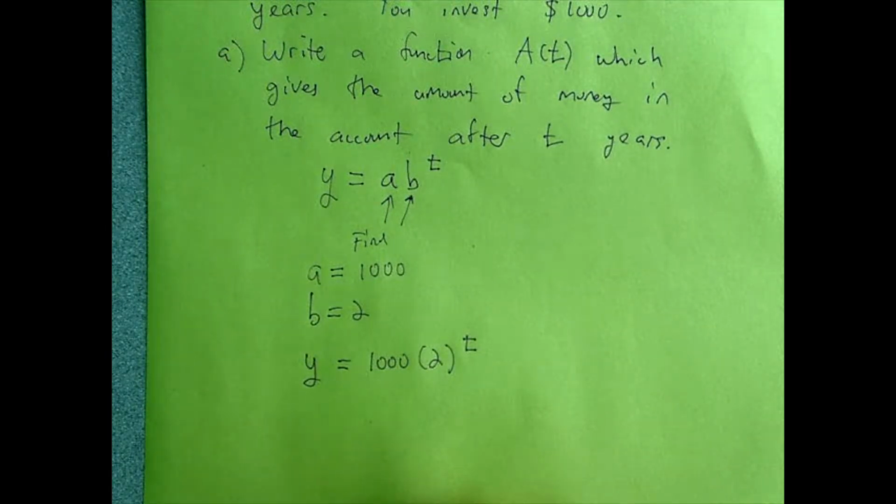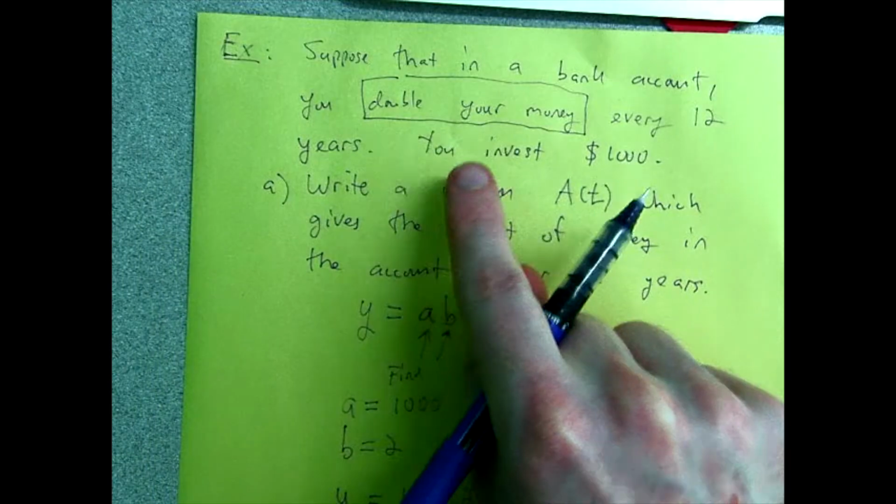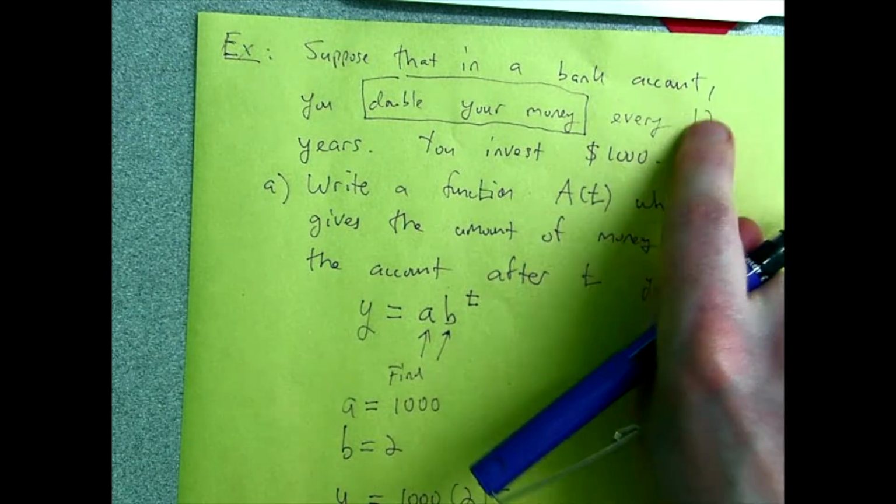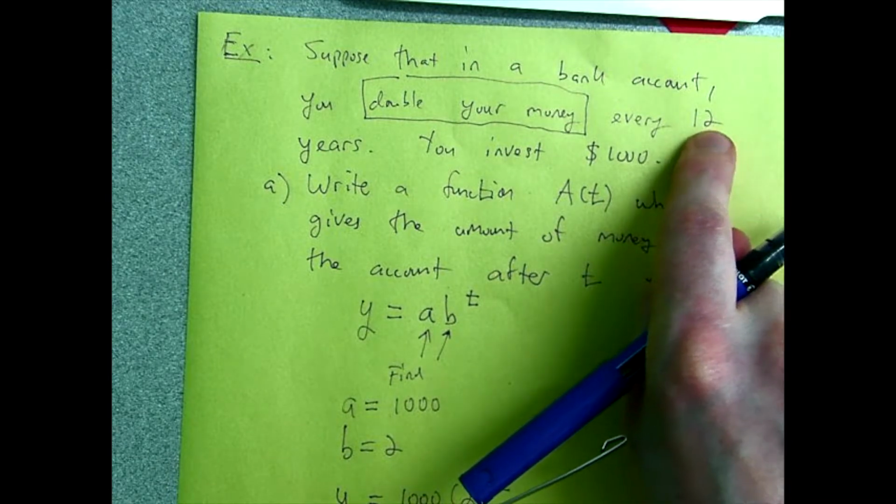I claim that this model is actually wrong. It's not right. It doesn't actually match the information that was given. And you probably want to know why. Like, what's wrong with it? The problem is that, remember the account is only supposed to double your money every 12 years? Yeah, we haven't really used that information yet, have we?